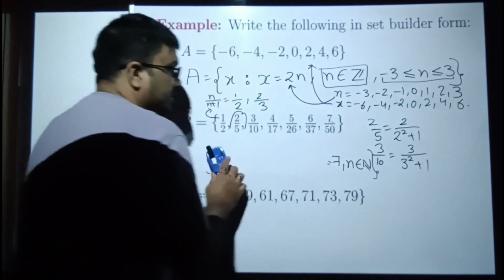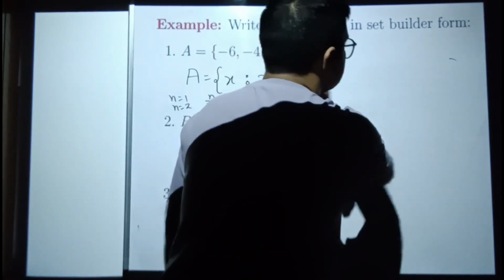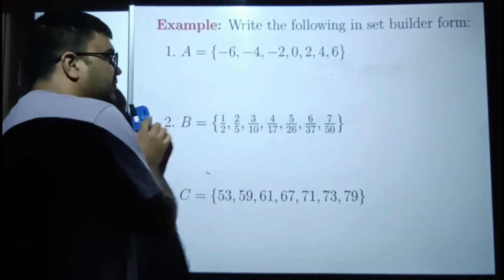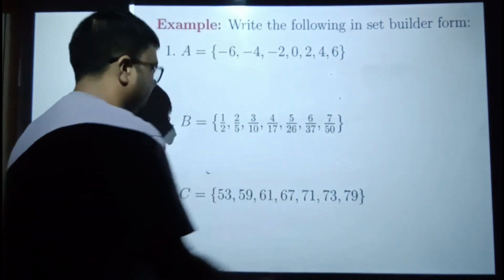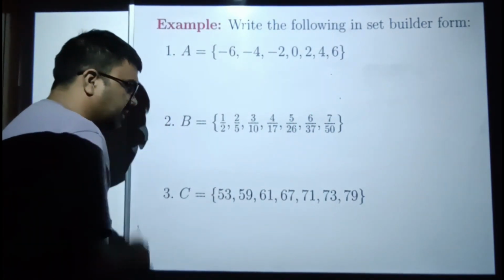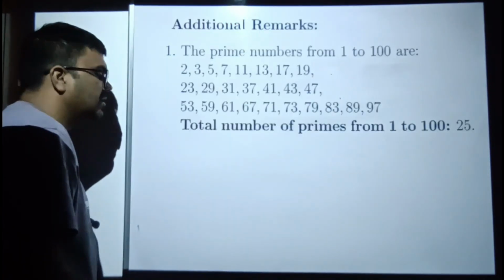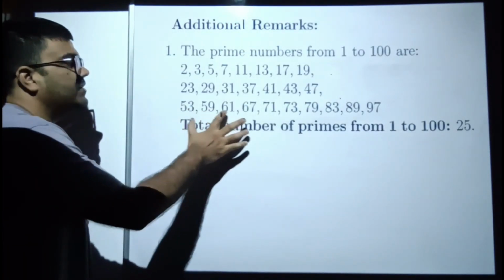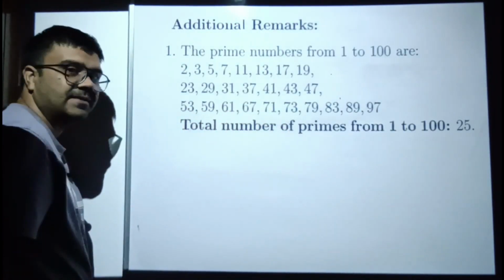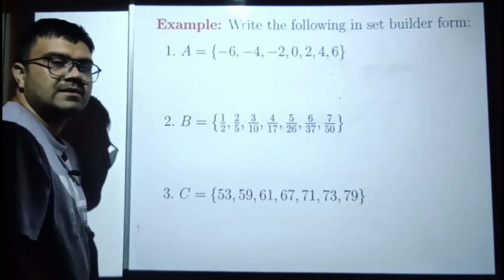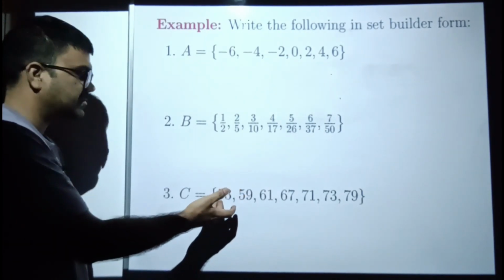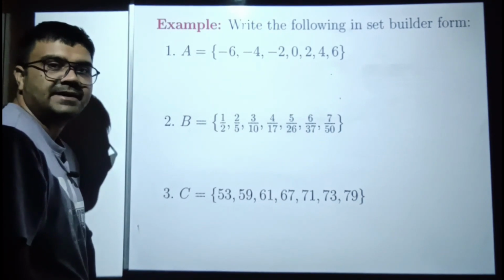Again we have to write it in the set builder form. So we have to see what property these elements are satisfying. So look at this list: 53, 59, 61, 67, 71. So these are basically the prime numbers between 52 and 50.